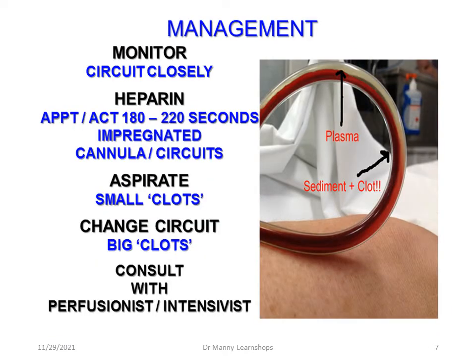The management is always to monitor the circuit closely, do an APTT or an ACT if heparin is being administered. And typically, the ACT should be between 180 and 220 seconds. Use impregnated cannulas and circuits. If there are any small clots identified, aspirate them, because this can activate thrombogenesis. Change the circuit if you've got big clots. And always consult with the perfusionist or the intensivist in conjunction with care.